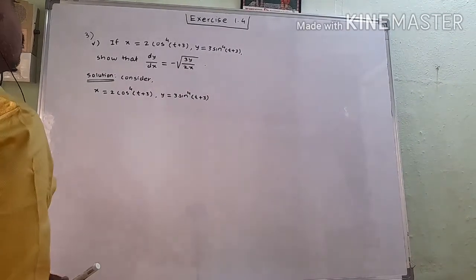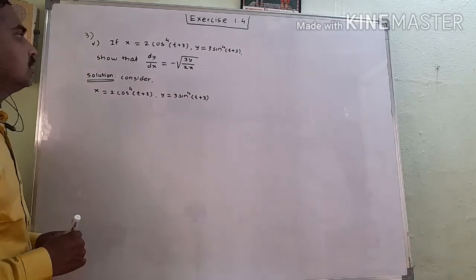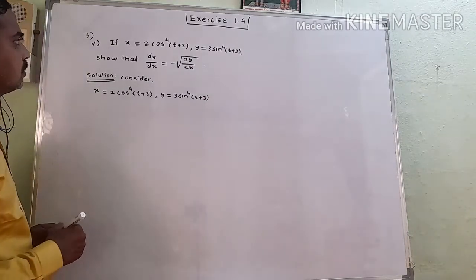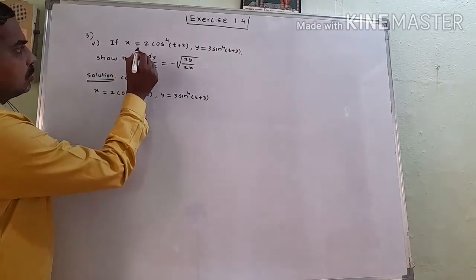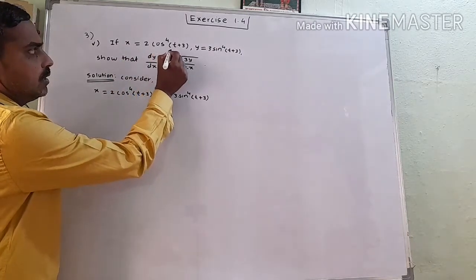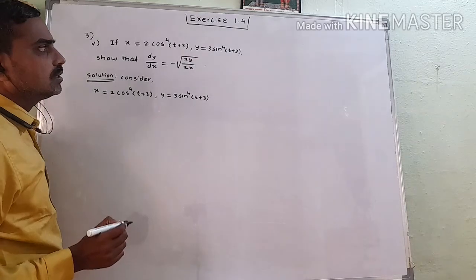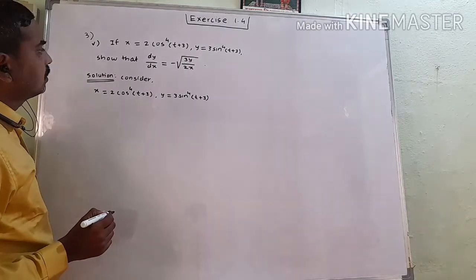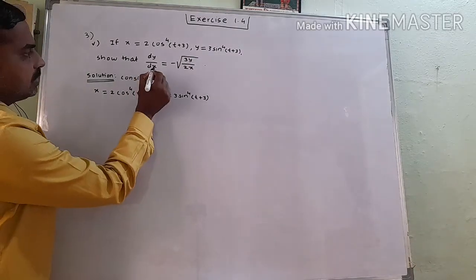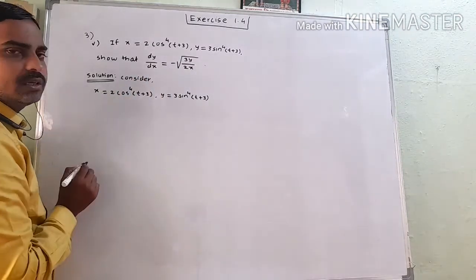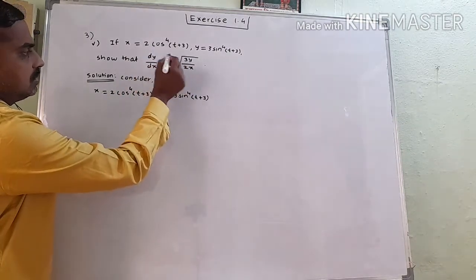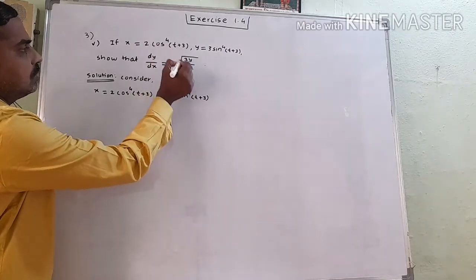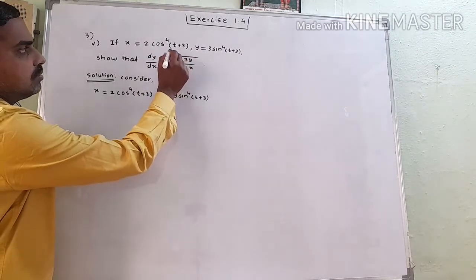Now today we will see the third type, fifth example. Here x equal to 2 cos raised to 4 (t plus 3), y equal to 3 sin raised to 4 (t plus 3) is given. Then we want to show that dy by dx equal to minus root of sin 3y divided by 2x. Means in this result, there is absence of our parameter.